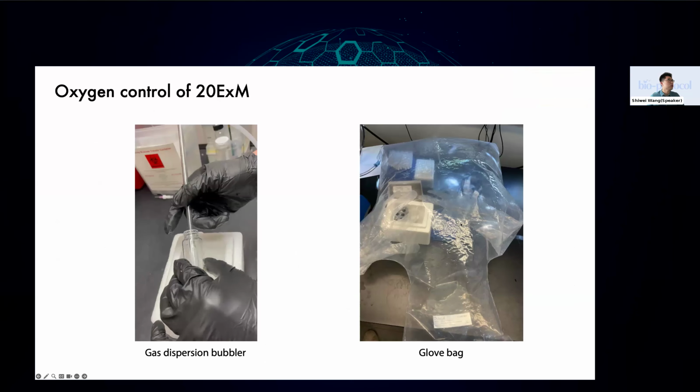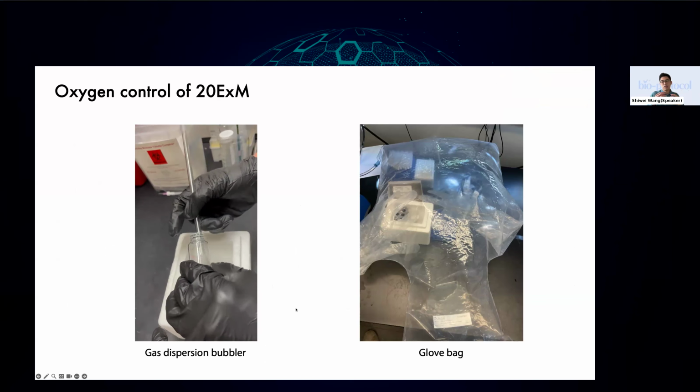So I want to talk a bit more about the oxygen control part, and I will talk about this in more detail in the protocol portion of this talk. But the main improvement is that, instead of people typically using a needle to blow nitrogen into a solution to remove oxygen, here we use a tool that's more familiar to chemists. It's called a gas dispersion bubbler.